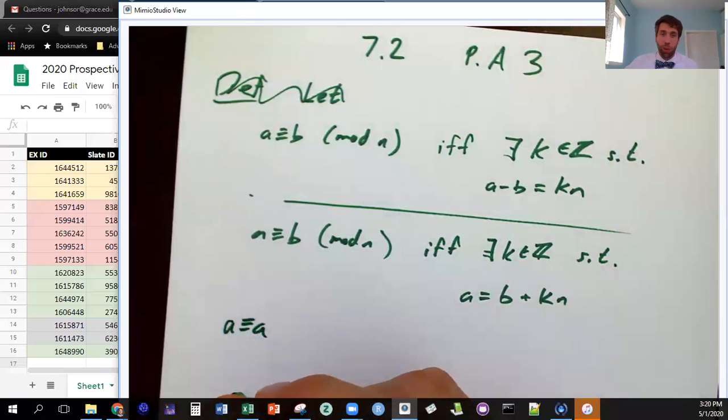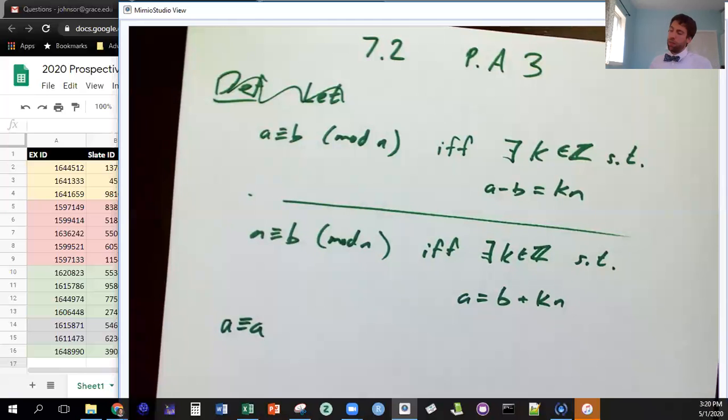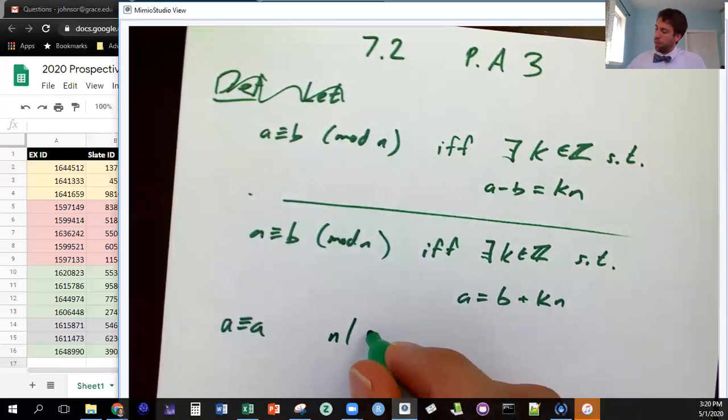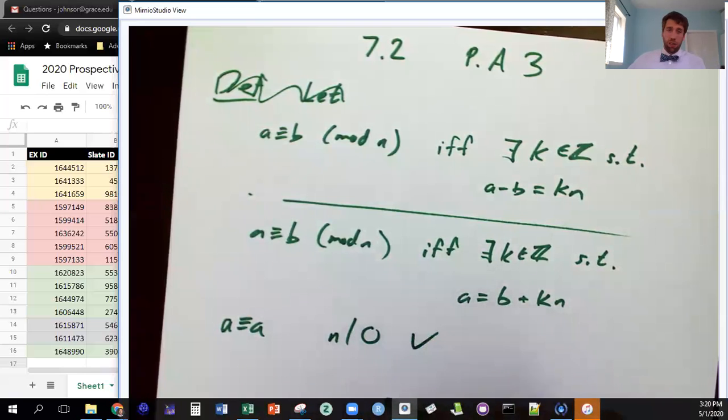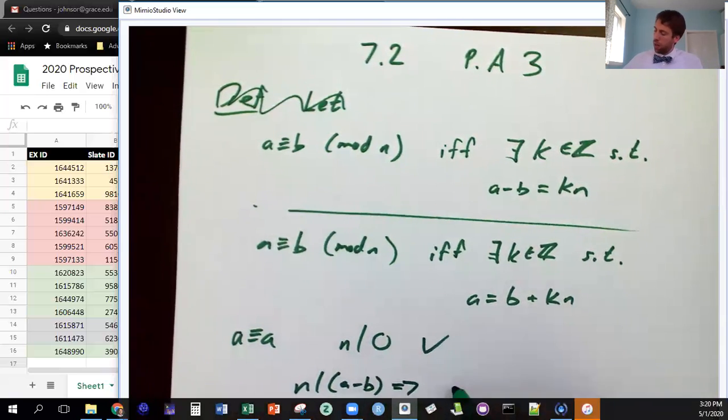Well, a minus a is always 0, and n always divides 0. Note that 0 doesn't divide every integer, but n divides 0. So yes. Is it symmetric? Well, if n divides a minus b, then n divides b minus a, because you just multiply by -1.